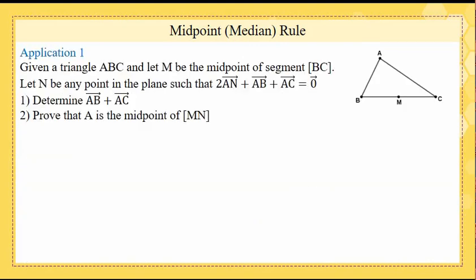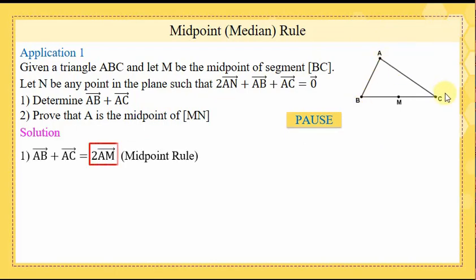Application 1. Pause the video for 5 minutes and try to solve this application alone. In this application, ABC is a triangle and M is the midpoint of segment BC. Let N be any point in the plane such that 2AN vector plus AB vector plus AC vector equals 0. In part 1, you are asked to find the sum AB vector plus AC vector. According to the midpoint rule, AB vector plus AC vector is double AM vector.